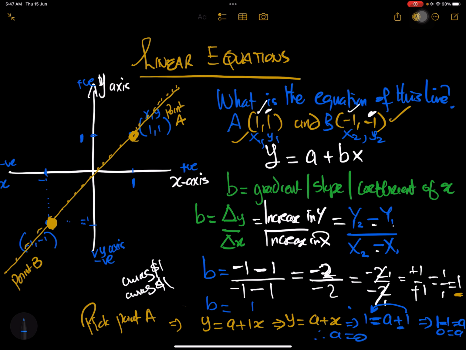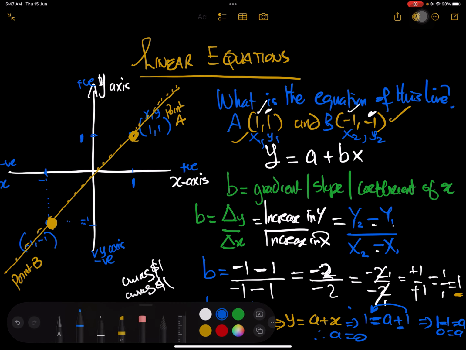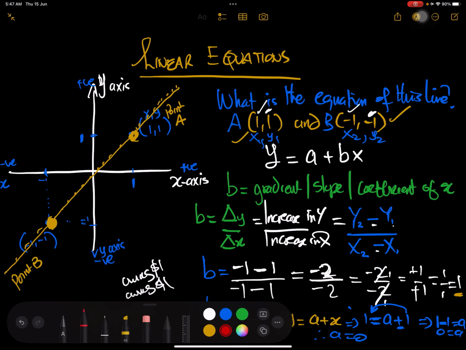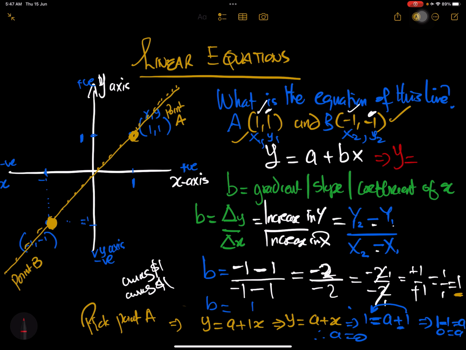Once we have our A to be 0, the equation changes. Now our Y is equal to the A, which is 0, plus our B, which is 1x. Therefore, Y is equal to what? X. Y is equal to X. So that's the linear equation that we have solved. It means that the A is 0, and our coefficient of X is 1.